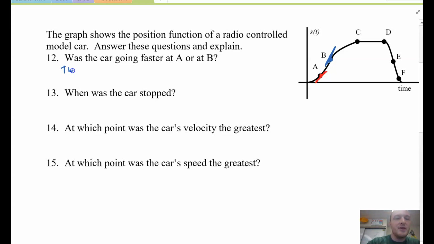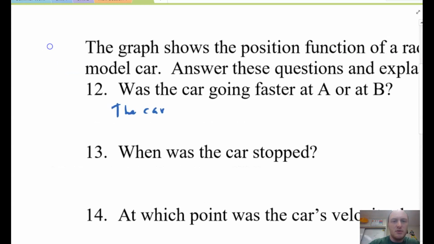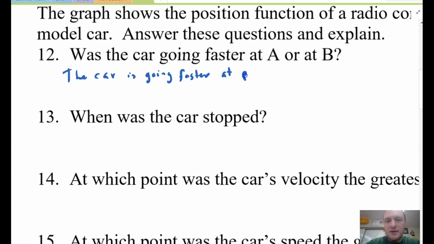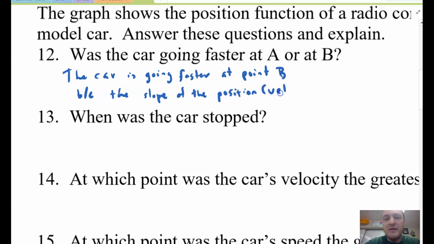So we can say the car is going faster at point B, and we need to explain because the slope of the position, aka velocity, is greater than at A.